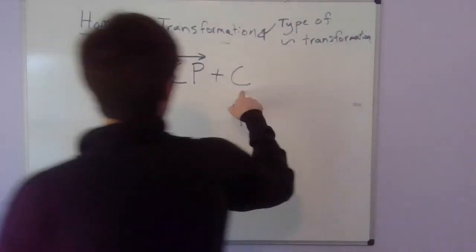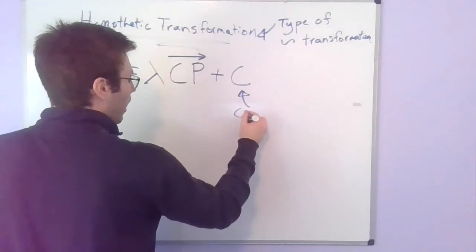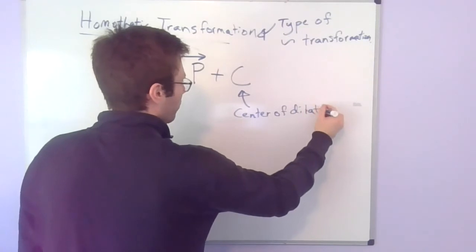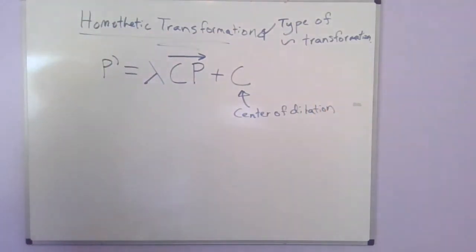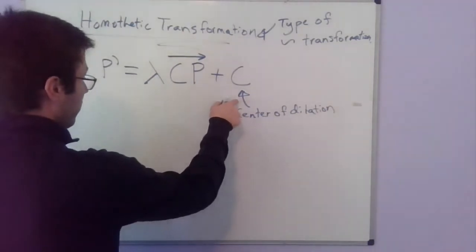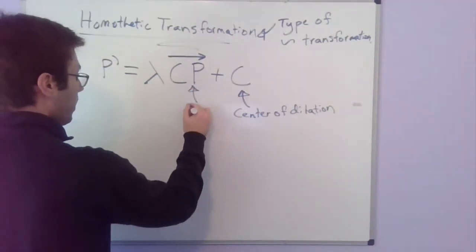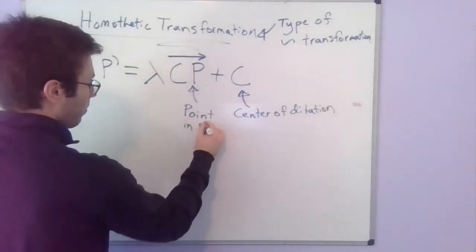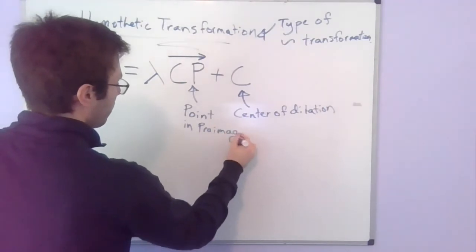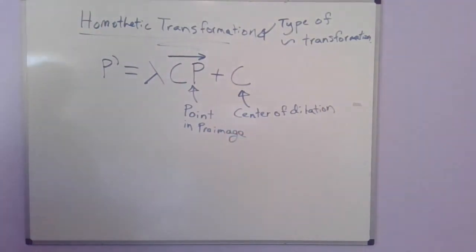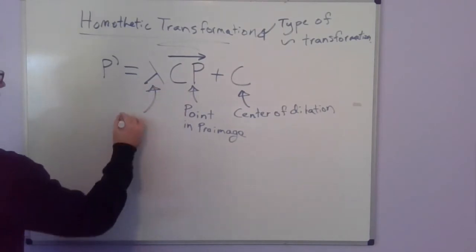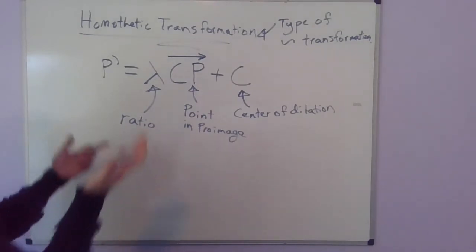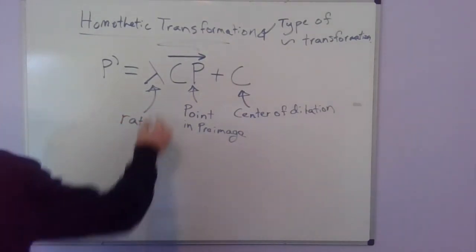The point C is said to be the center of dilation. So the point C is the center of dilation. We have our point P. So this is an arbitrary point in the pre-image. And this value right here, we're just going to call this thing our ratio. Might also see it written as the ratio of homothety, but what's important is that this is the ratio right there.